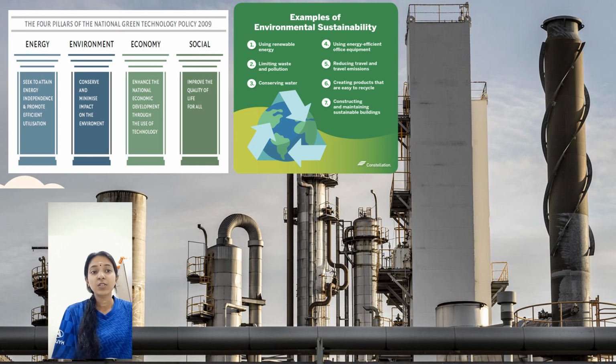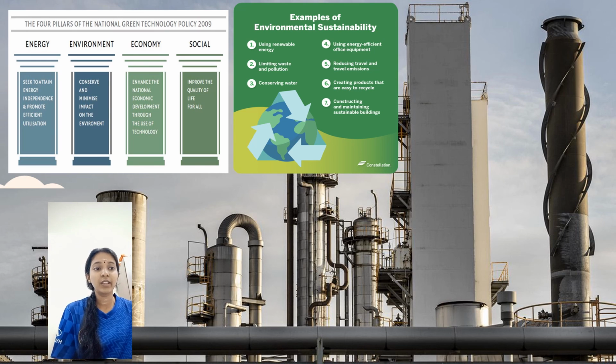The 4 pillars of the National Green Technology Policy 2009 are energy, environment, economy, and also social. Under energy, it seeks to attain energy independence and promote efficient utilization. For environment, conserve and minimize impact on the environment. For economy, enhance national economic development through the use of technology. And last one is social, to improve the quality of life for all.